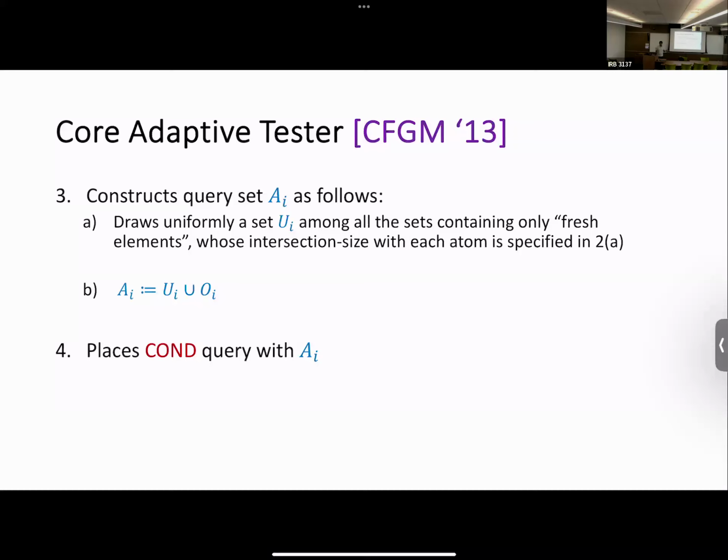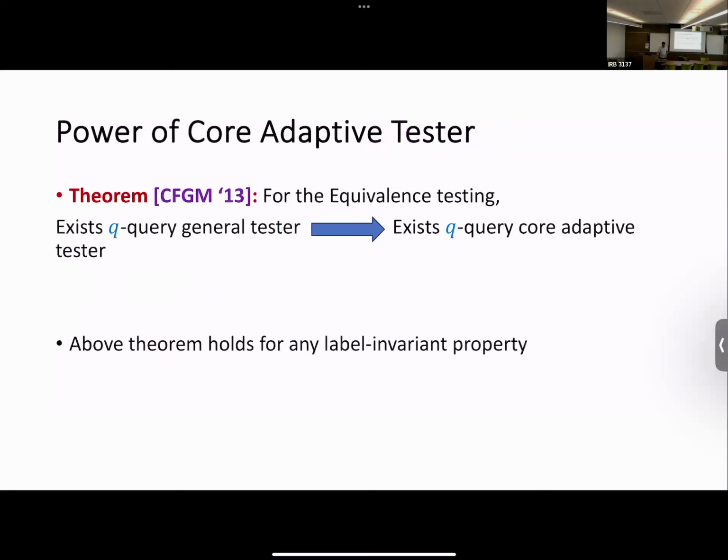And then that will be my next queries. You can see that now the query sets are very structured. These are not like arbitrary query sets. And previously this CFGM paper, they show that for any label invariant property and also for equivalence testing, if there is a Q query general testing algorithm, then we can also have a Q query code adaptive tester, this special.